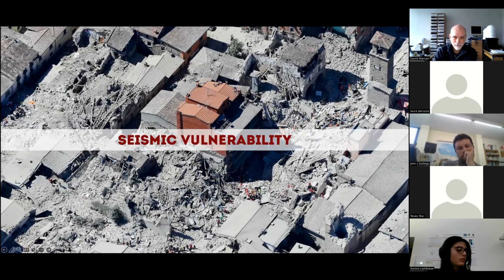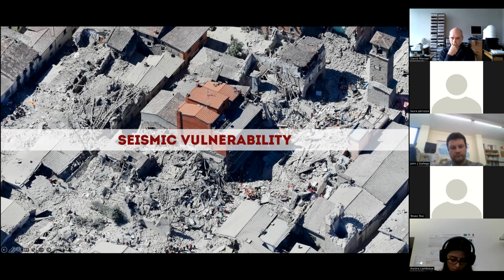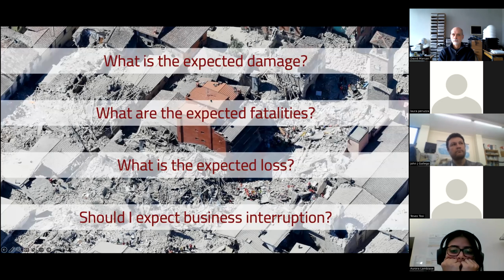Thank you. I'm cautious about the time, so I'm just going to talk a little bit quicker now about the vulnerability. It's like the missing piece between the buildings and the seismic hazard. For example, we can see here an image from the central earthquake that happened in Italy. We can see that this building here is more or less intact, but then we have all these buildings that unfortunately collapsed. This is a very clear representation of what vulnerability is. These buildings were very vulnerable. This one is not as vulnerable as the other ones. So the questions we're trying to address are, what is the expected damage, the expected fatalities, the expected loss, and maybe we might even have business interruption.